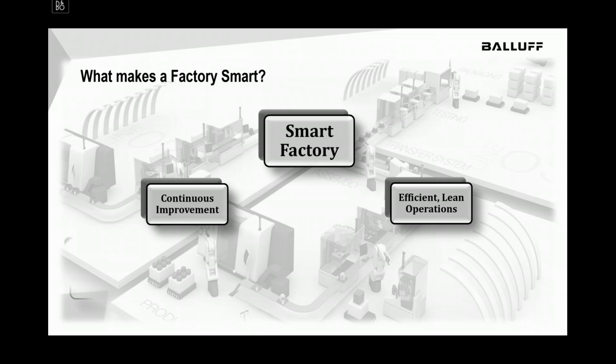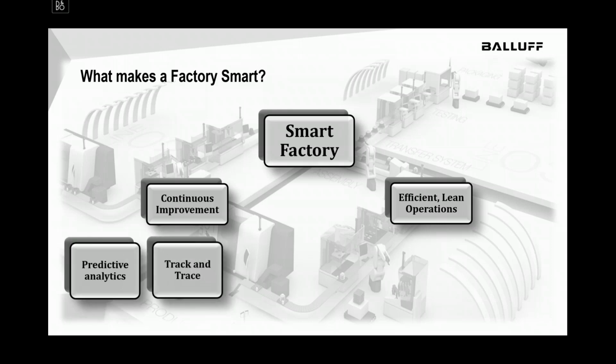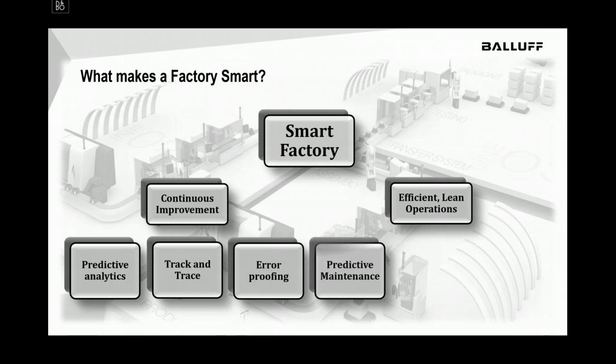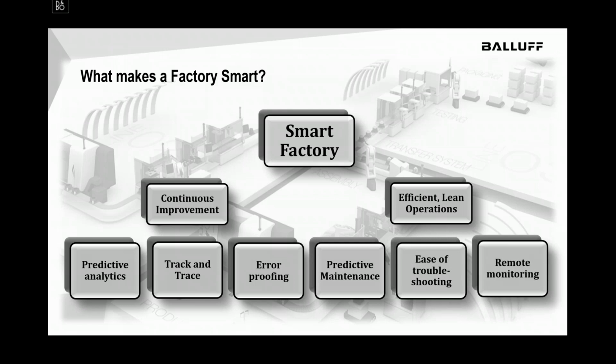When we talk about continuous improvement, we are talking about predictive analytics, track and trace, and error proofing. So we are looking at the current operations and improving them for the future. When we talk about efficient lean operations, that is now: what are we doing now, or what can we do? We can do predictive maintenance, ease of troubleshooting, and remote monitoring. All those things help improve my production plant today. Continuous improvement helps my production efficiencies for tomorrow. So those are the two main basic pillars of the smart factory.